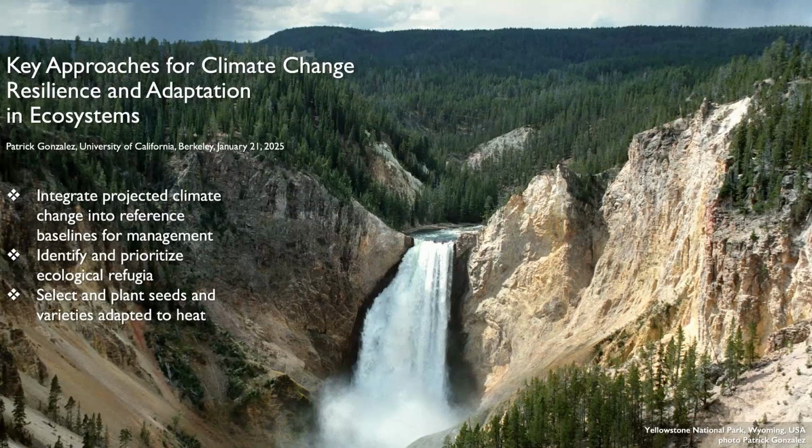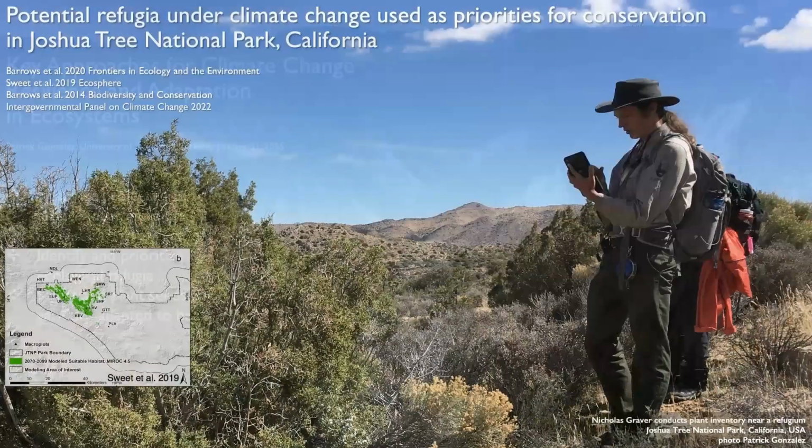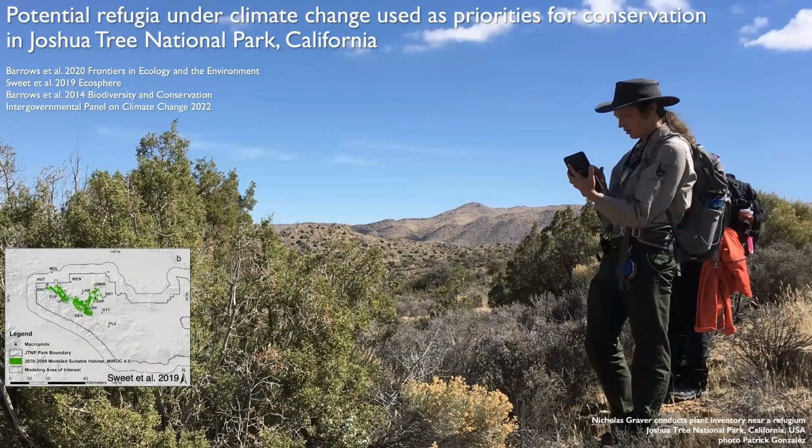And then another approach is selecting plant seeds and other propagules that are, under current climates, adapted to hotter, more arid conditions, and using those for ecosystem restoration. Okay, so two examples. One here, Nicholas Graver and Joshua Tree National Park, where they've used the published research that identified potential refugia for the Joshua tree.